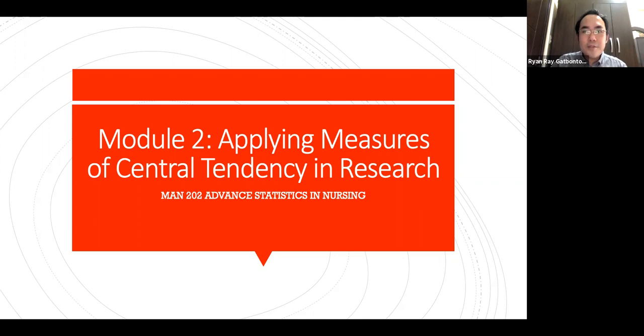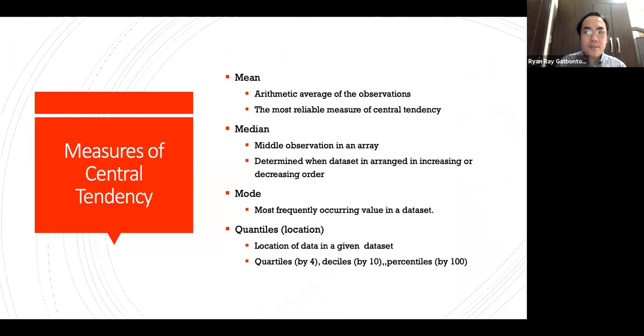Hello students. In this video, we will talk about applying measures of central tendency in research. Most commonly, when we talk of measures of central tendency, there are three major modes or methods that we use.